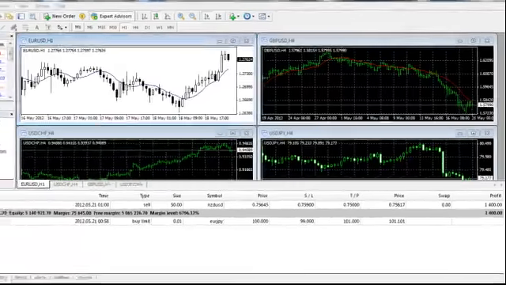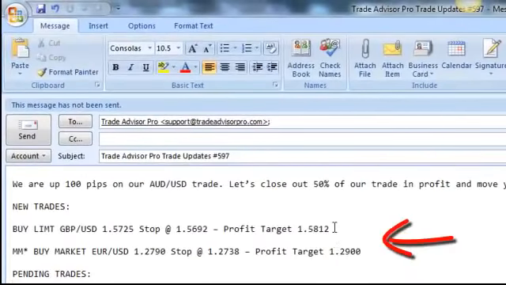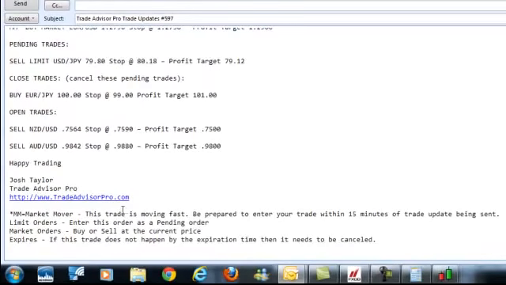So let's go back to our email. Now when you go through this email, you almost need to go through it like a bullet point and make sure you do everything that it says to do. Okay, so now we just did the first part. We closed half our position, we moved our stop to our open price. Okay, now we have new trades. So we have a couple different trades here. And at the bottom of the email, it's going to explain a couple different things.